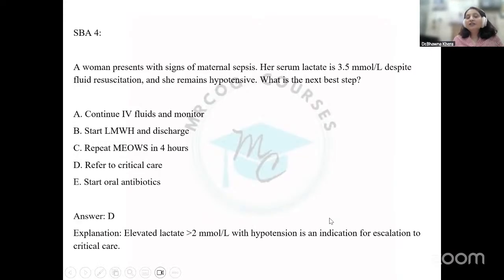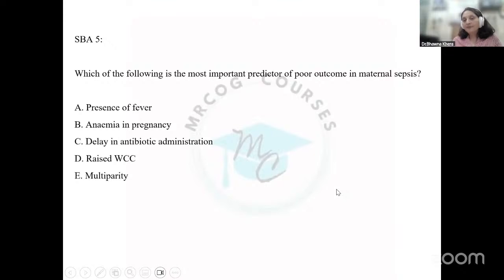So she needs escalation to the critical care. That is what she needs. D will be the correct answer.